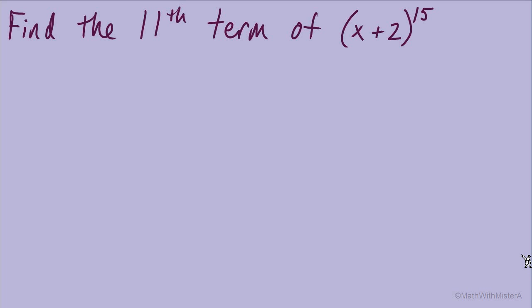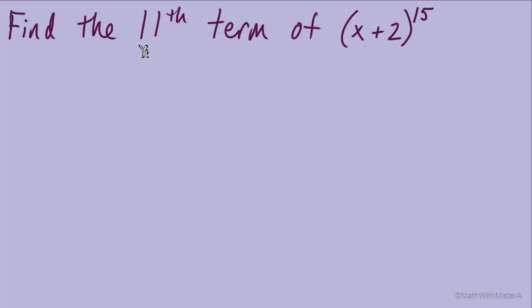One more type of problem I'd like to cover would be a problem like this. Find the 11th term of x plus 2 to the 15th. We're not going to do the whole expansion. I mean, I definitely could. Its exponent is 15, so it's pretty large. I would do a lot of work, and all I really have to do is just find the 11th term to answer this question. So we're going to use some of the patterns that we saw to come up with a quick way to find a specific term of an expansion.